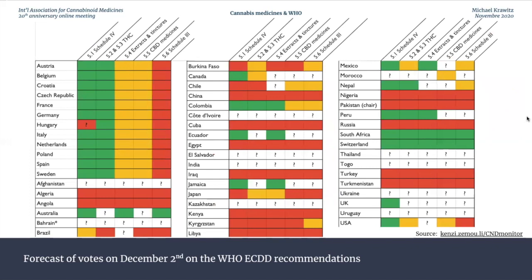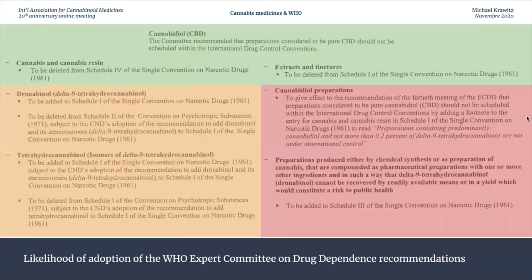So on the 2nd of December, 53 countries of the United Nations will decide on this recommendation. As you see, it's complex and we don't know all the positions yet, but it looks like only the recommendations that are really symbolical will be adopted, and therefore no change will take place in the concrete international law of medical cannabis products.